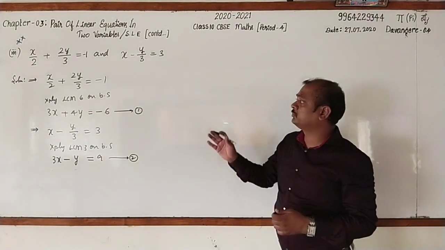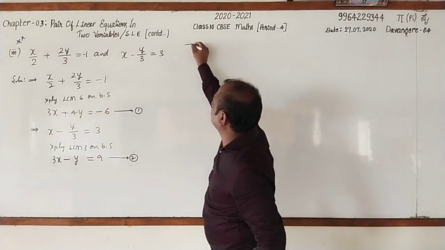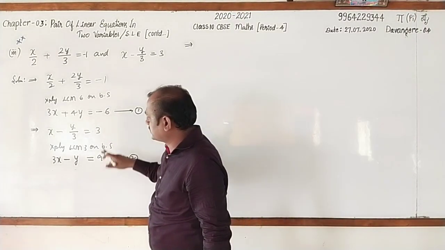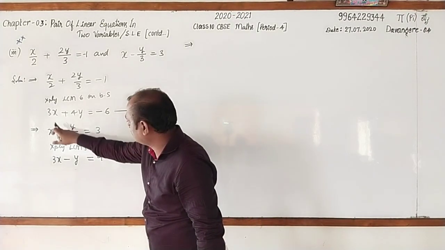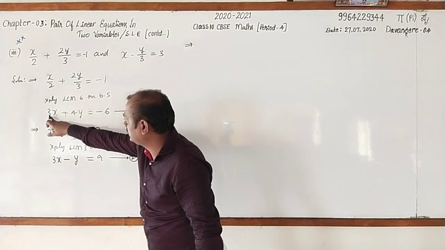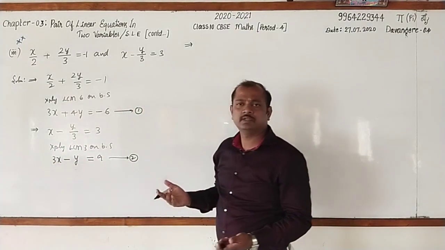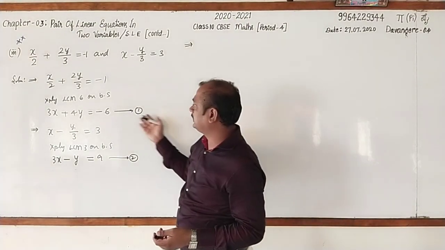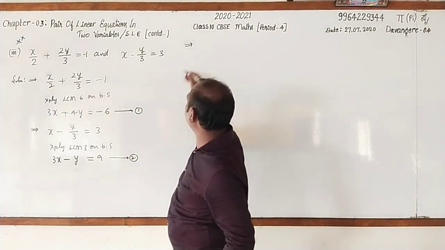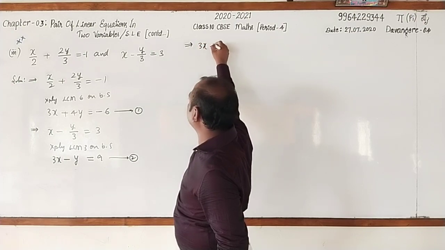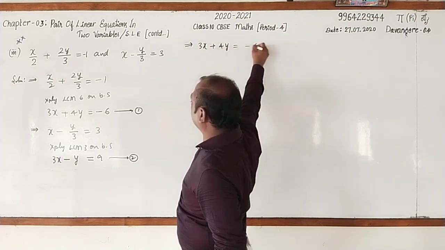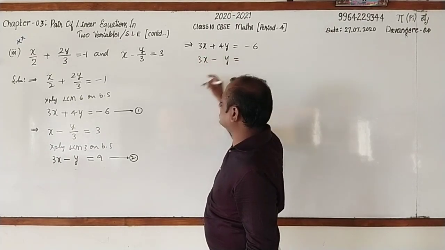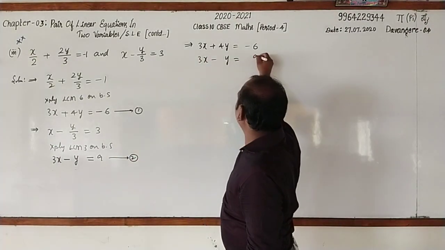Now let us use both the equations to solve by the elimination method. Observe the coefficient of x in both the equations. Here 3 and here 3. It is quite simple, so no need to multiply with any number. Directly we shall write them. 3x plus 4y is equal to minus 6. Then 3x minus y is equal to 9.